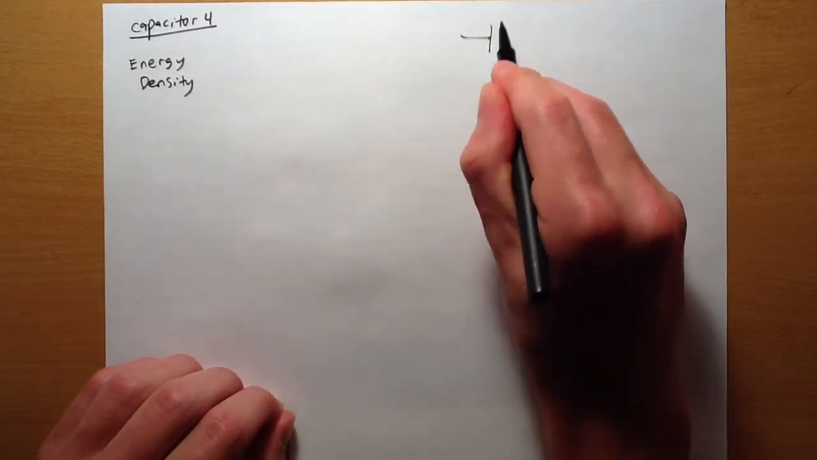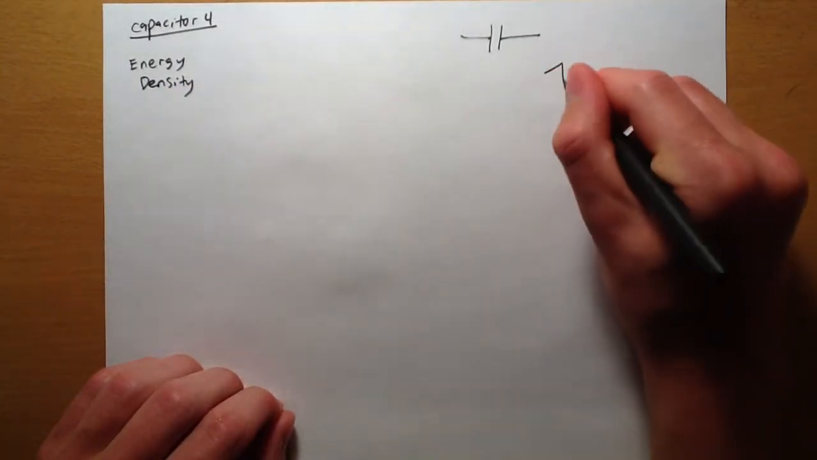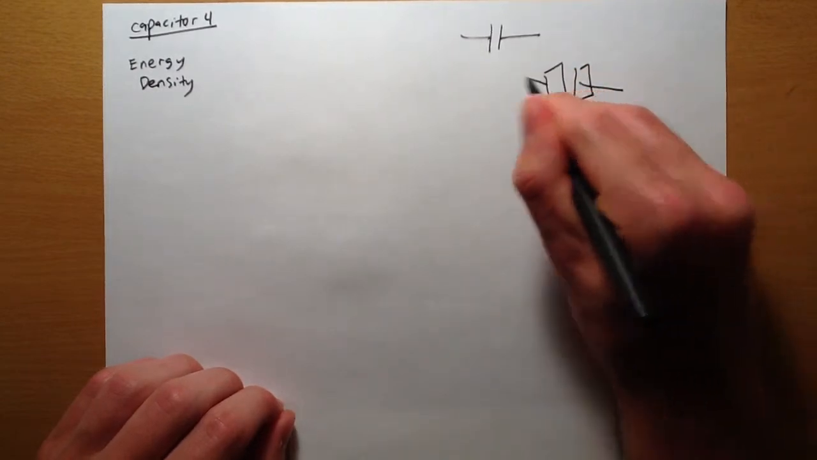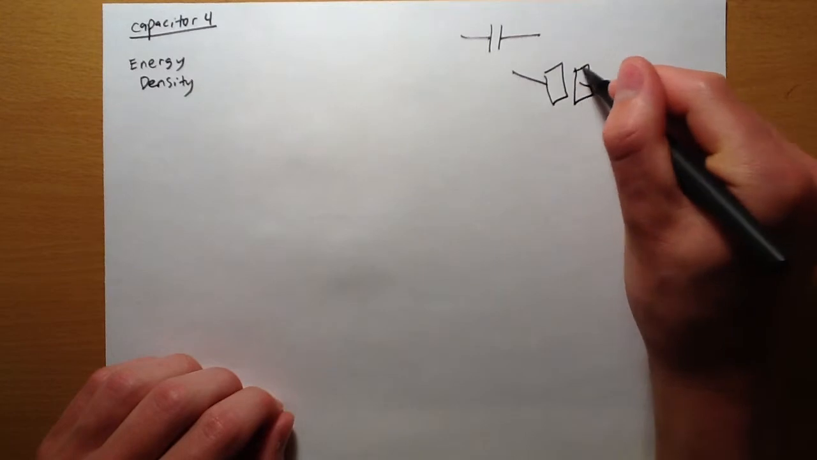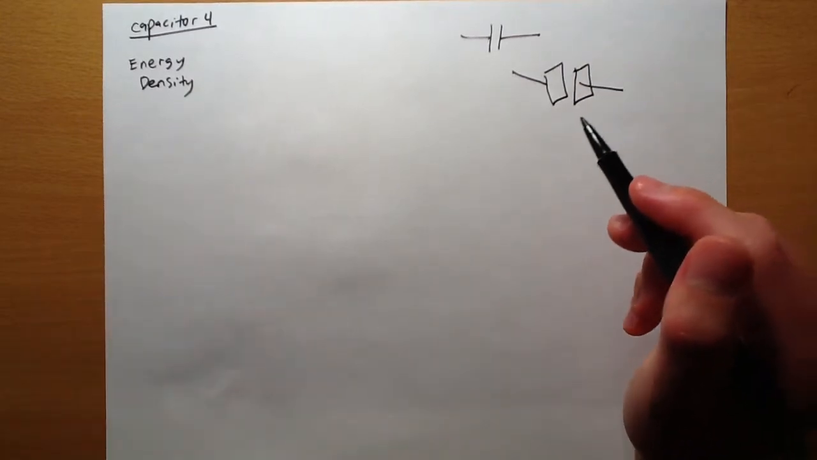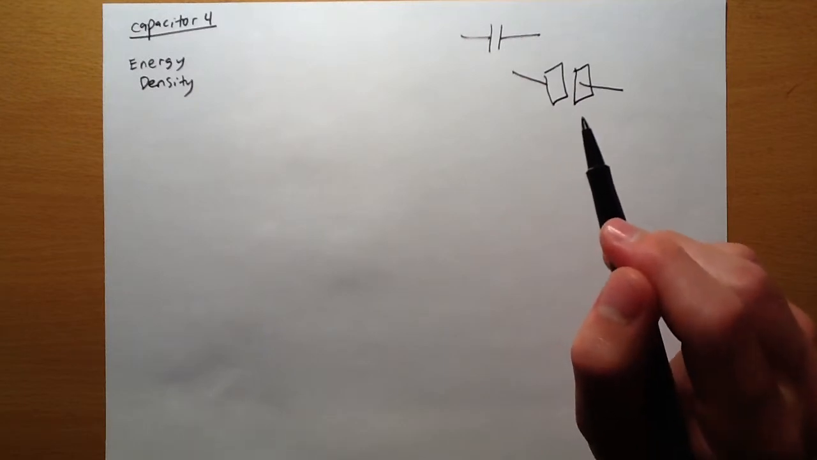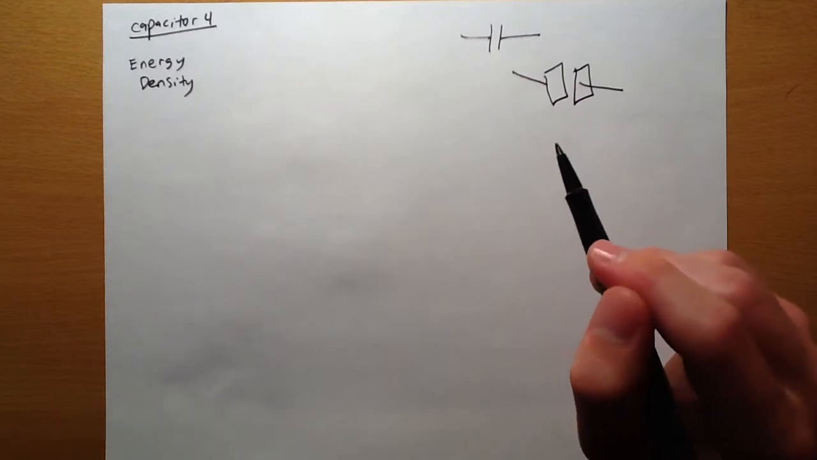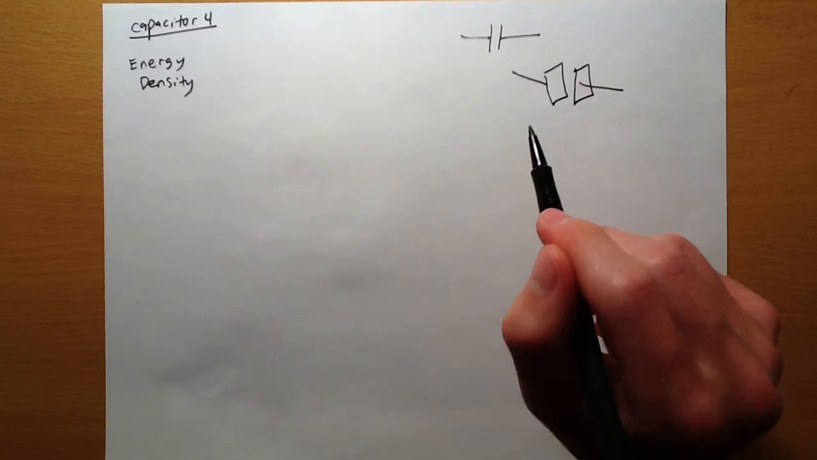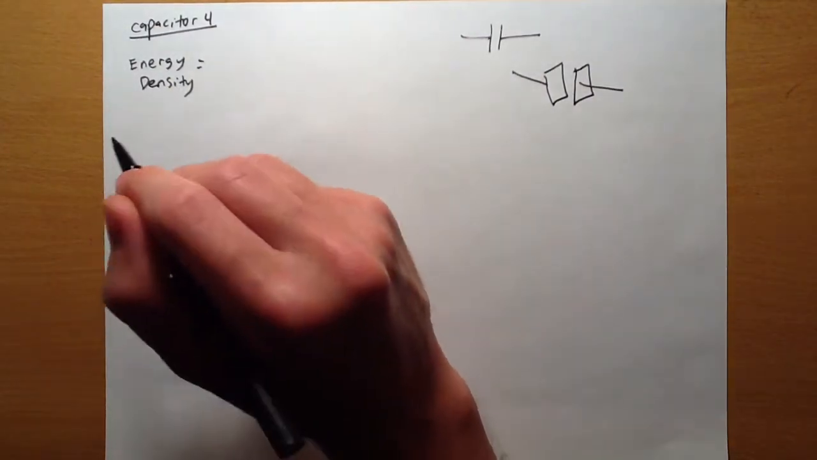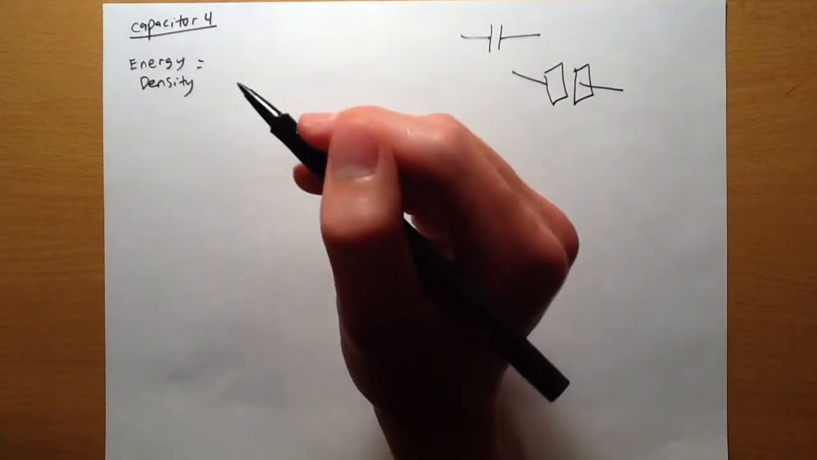So we have a capacitor, which is two parallel plates. And I drew in a previous video that there's an electric field between the two capacitive plates. So there must be energy in there. Energy density is the energy per unit volume between the capacitor plates.